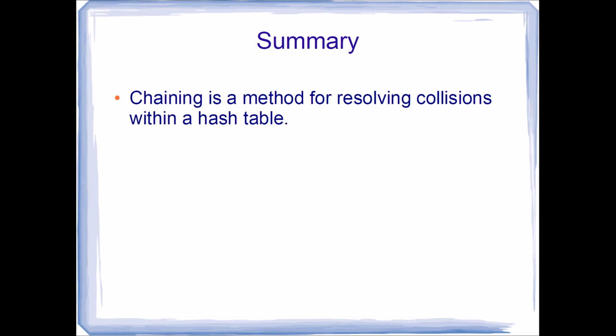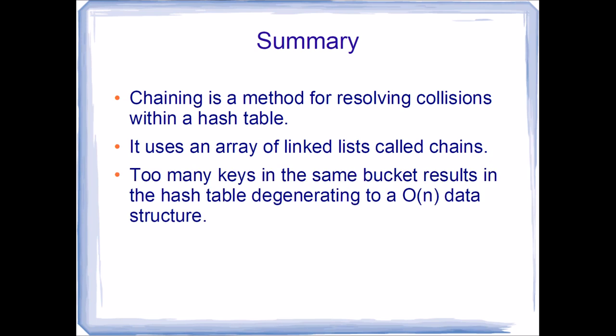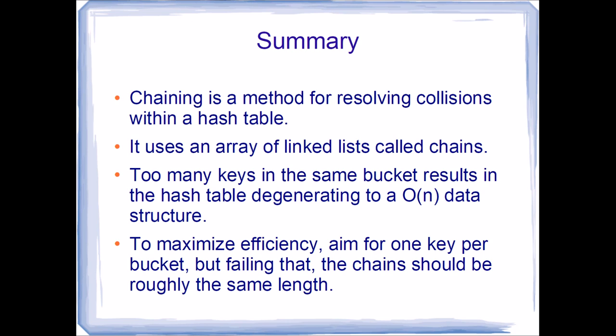Okay, so let's summarize. Chaining is a method for resolving collisions within a hash table. It uses an array of linked lists called chains. Too many keys in the same bucket results in the hash table degenerating to a big O of n data structure. To maximize efficiency, we want to aim for one key per bucket, but failing that, the chains should be roughly the same length.